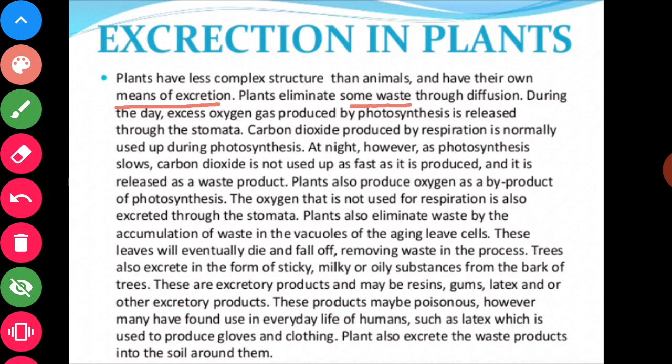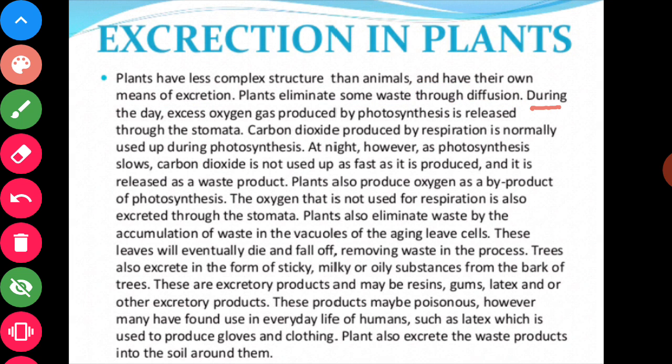Plants eliminate some wastes through diffusion. Diffusion is the process by which any material moves from the region of higher concentration to the region of lower concentration. Some wastes in plants are excreted through the process of diffusion.